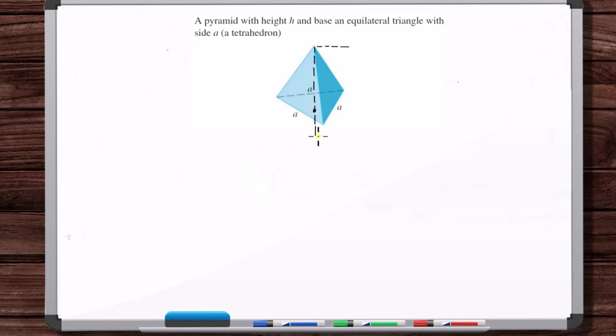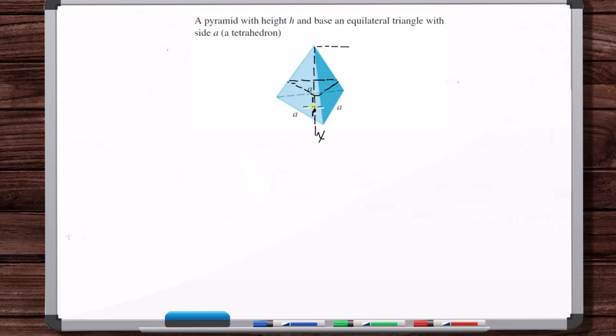This axis is perpendicular to the base, and we'll call it x. So from x equal to 0 to x equal to h, for any point x within that interval we want a formula for the cross-sectional area. We take a plane perpendicular to this axis, it cuts through the solid, and there's going to be some cross-section. What's the area of that cross-section? Each cross-section is an equilateral triangle, all the way to the point. So we just need a formula for the side length of the equilateral triangle at some position.